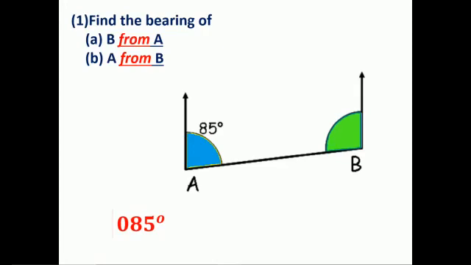Next, option B, from B. From B means you have to go to B and make a clockwise direction. You have to reach the line AB. That means 85 plus 180, 265.